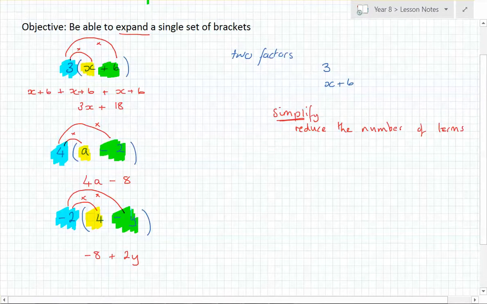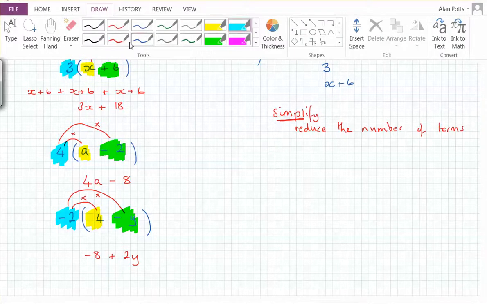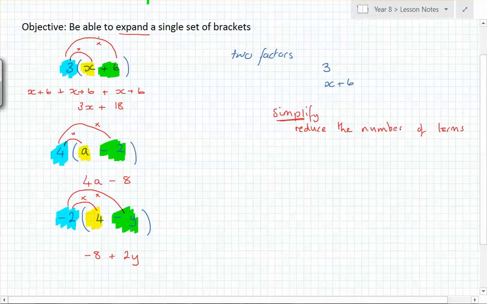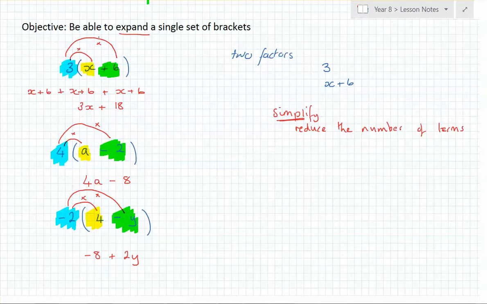Okay? Make sense? I have a question. Can we also write the third one as minus 8 minus 2y? No, we don't write minus like that, do we? That would just be a bit messy and a bit, what would I call it, amateur, if you like.